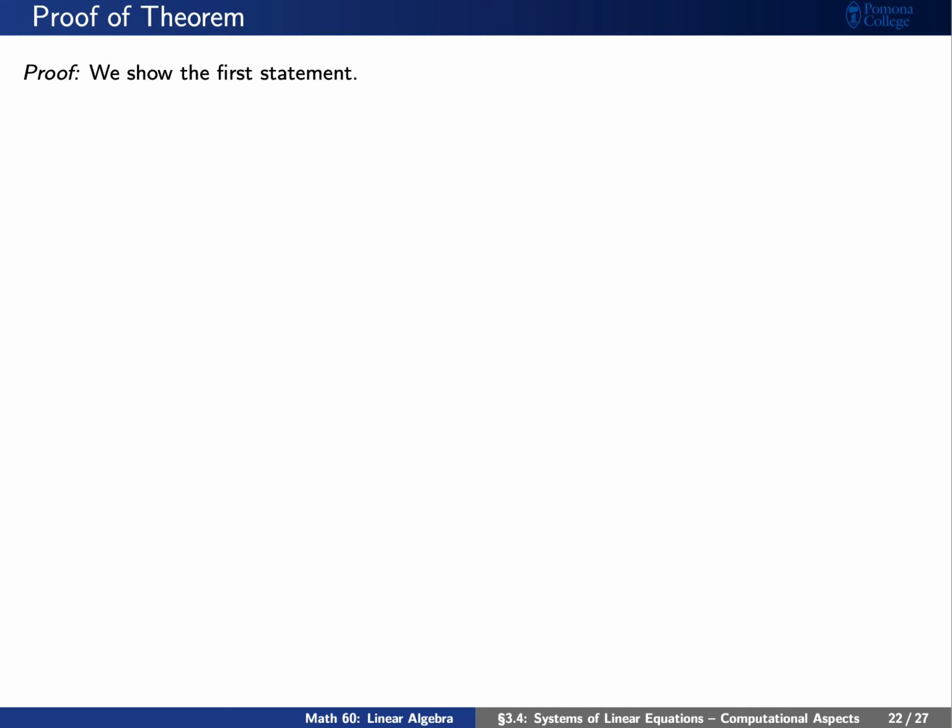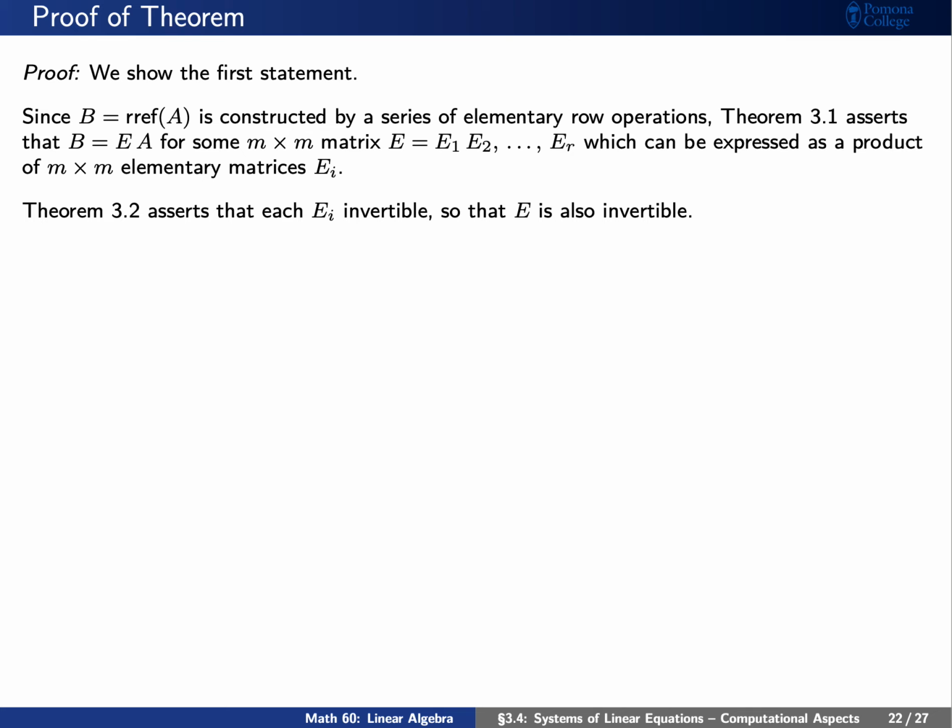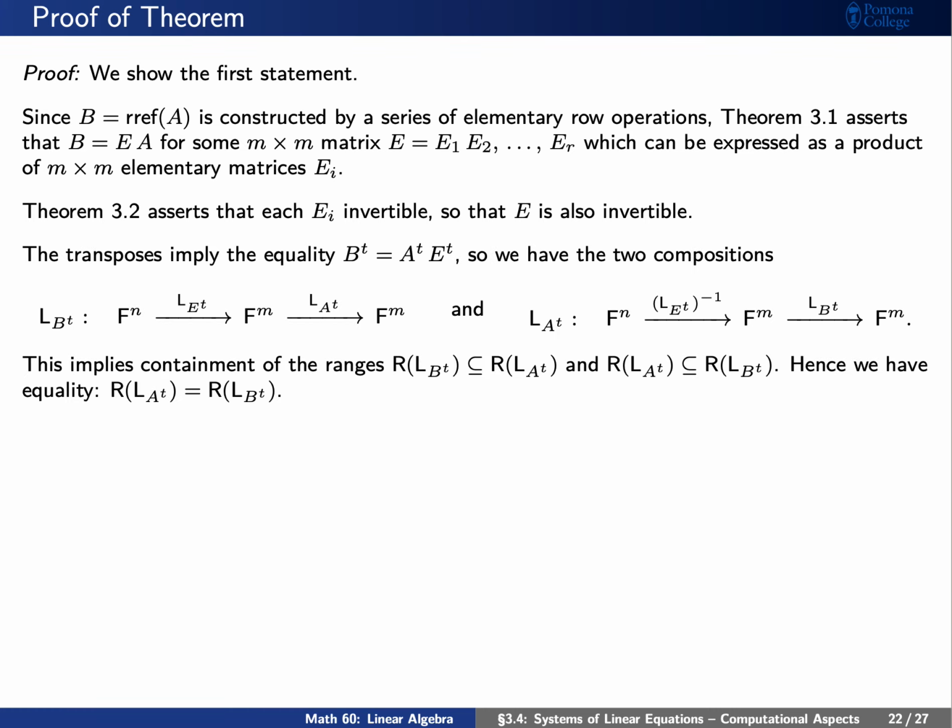Let's discuss the very first statement. Since B is the reduced row echelon form, we know that it can be constructed by a series of elementary row operations. That is, we can write B as E times A for some product of elementary matrices E. But we also see that E must be invertible because it's the product of invertible matrices. By looking at the transpose, we actually have the following diagrams. We can first multiply by E transpose, then multiply by A transpose to find B transpose, or we can multiply by the inverse of E transpose, then multiply by B transpose itself to find A transpose.